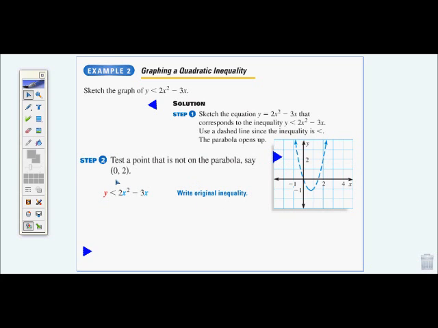Step 2 then would be that we would test one of the points. We're going to say the point (0, 2). So 0 either way, and we're going to go up 2. That point is not on the parabola itself. That point is right here. We're going to see if that point is a solution or not. So we substitute the 0 in for x and the 2 in for y. Is 2 less than 2 times 0 squared, that would be 0, minus 3 times 0 would be 0 again? So is 2 less than 0? 2 is not less than 0.